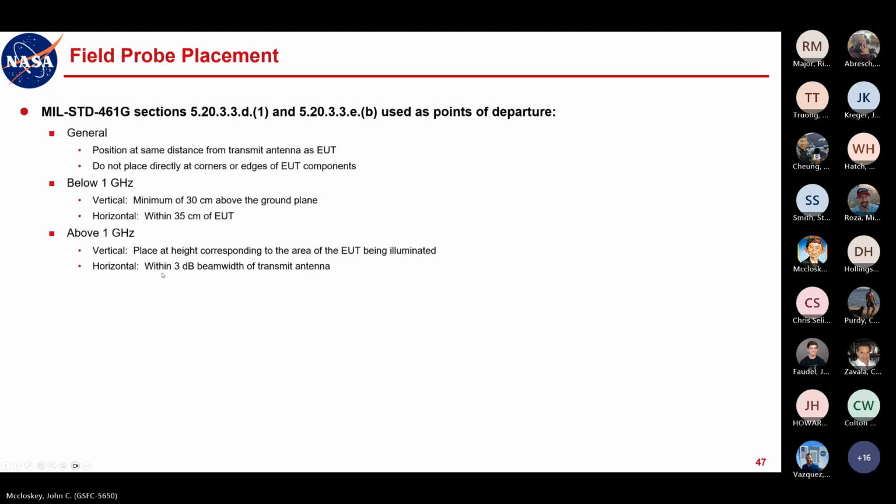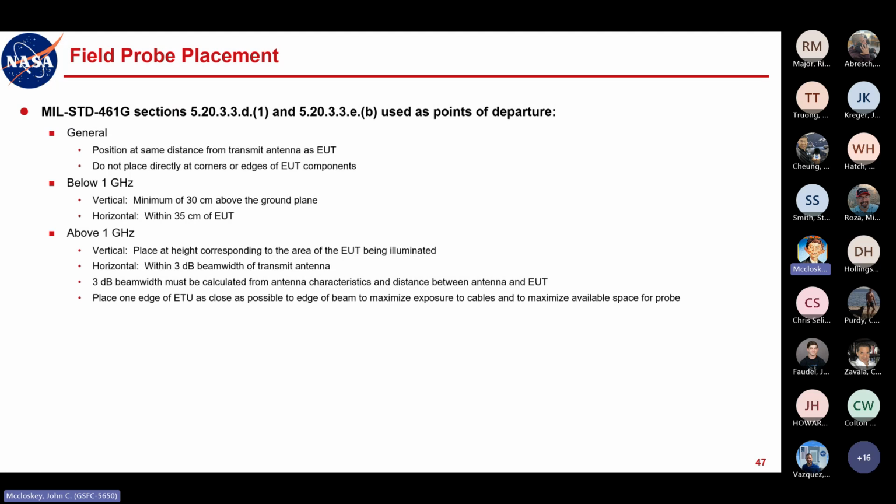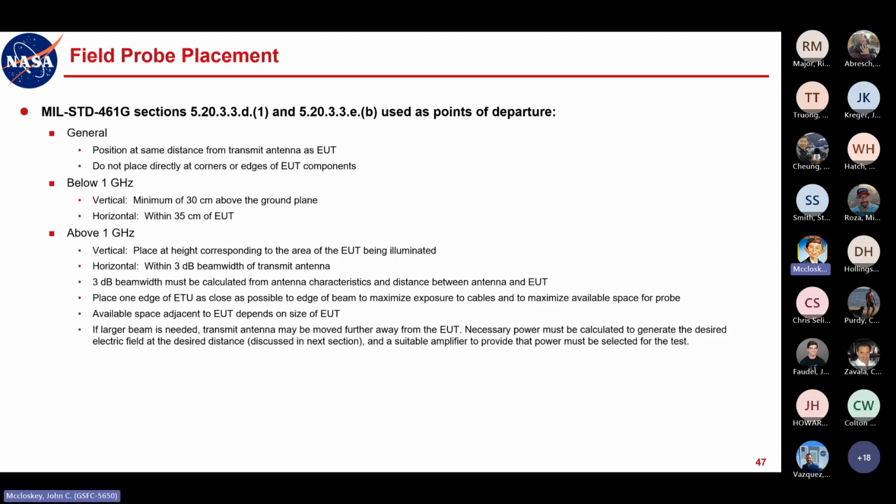Above 1 gigahertz, place it at a height corresponding to the area of the EUT being illuminated and within the 3 dB beamwidth of the transmit antenna. And we talked about how to calculate that. Place one edge of the EUT as close as possible to the edge of the beam to maximize exposure to cables and to maximize available space for the probe. And the available space adjacent to the EUT depends on the size, of course. Then if a larger beam is needed, the transmit antenna may be moved further away from the EUT, and you have to make sure you've got enough amplifier power to deliver that desired electric field, as we talked about.